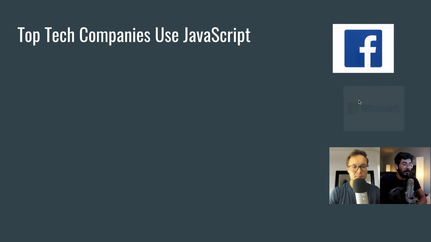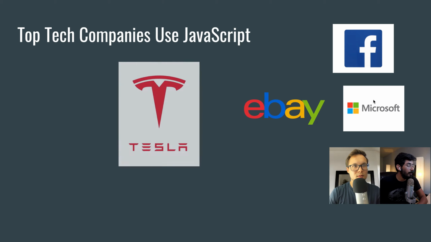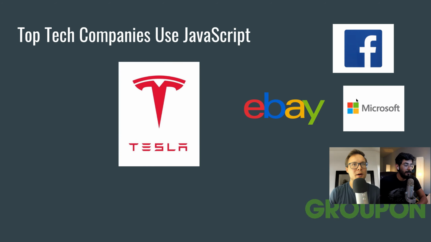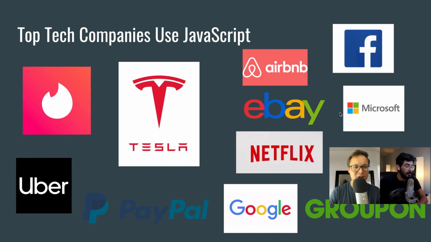And guys, here are the top companies that are actually using JavaScript. So what are these companies here now? We got Facebook, Microsoft, LinkedIn, eBay, Groupon, right? Tesla, Netflix, Google, Uber, Tinder, Airbnb, PayPal. Insane, guys. And half of them, we already built clones for half of them already. Yeah, building tons of clones for all of these.